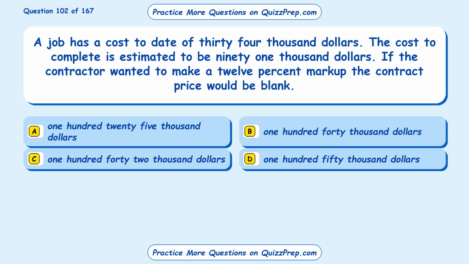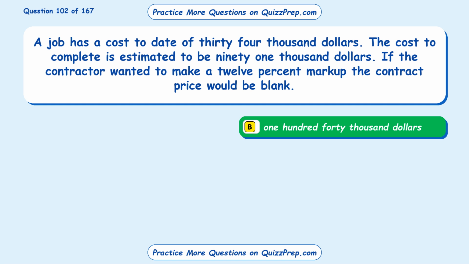Question 102. A job has a cost to date of $34,000. The cost to complete is estimated to be $91,000. If the contractor wanted to make a 12% markup, the contract price would be blank. Option A, $125,000. Option B, $140,000. Option C, $142,000. Option D, $150,000. The correct answer is option B, $140,000.